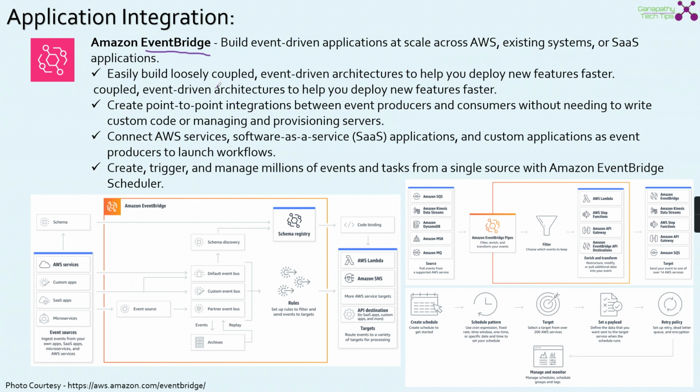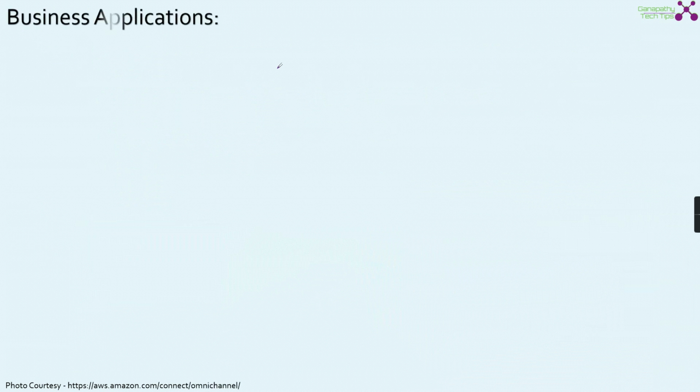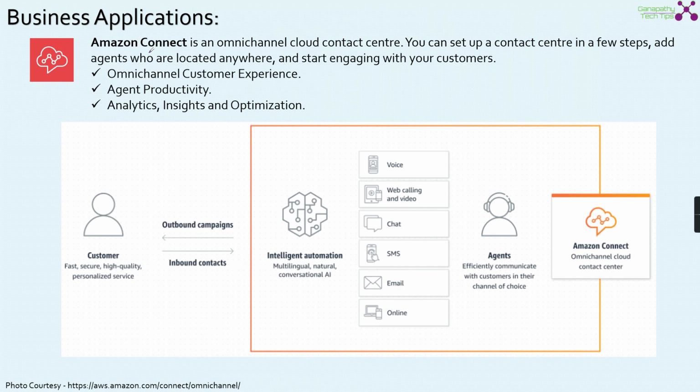So, it will help in creating loosely coupled event-driven architectures. It is also very helpful in point-to-point integrations between the producers and consumers. As simple as it is, please refer to this diagram. There is the availability of EventBridge Pipes which will help you to filter the incoming logs. Whatever data is coming in from a variety of data sources, it will do the filtration, and then from there it can be consumed by the consumer layer. And then it is possible to schedule the specific set of jobs and everything using Amazon EventBridge.